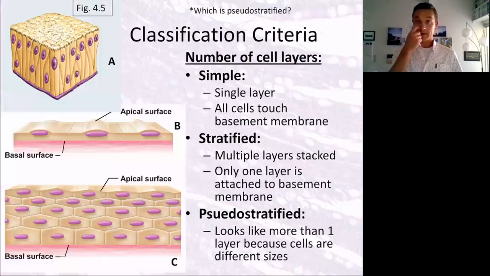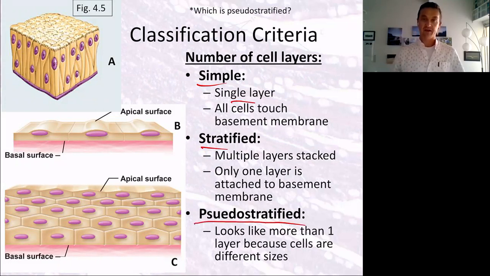Okay. All right, so let's look at some specific types and how we actually classify epithelial tissue. Okay. So the classification criteria include how many layers of cells we have. Okay, so it can be simple, which just means one layer. It can be stratified, which means multiple layers, or it can be something in between called pseudostratified, where it looks like it's multiple layers, but it's actually not.